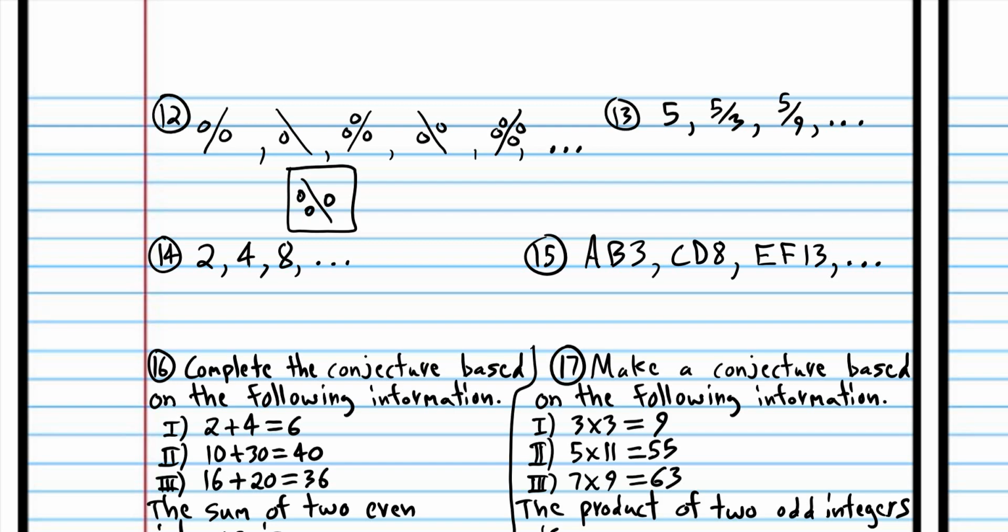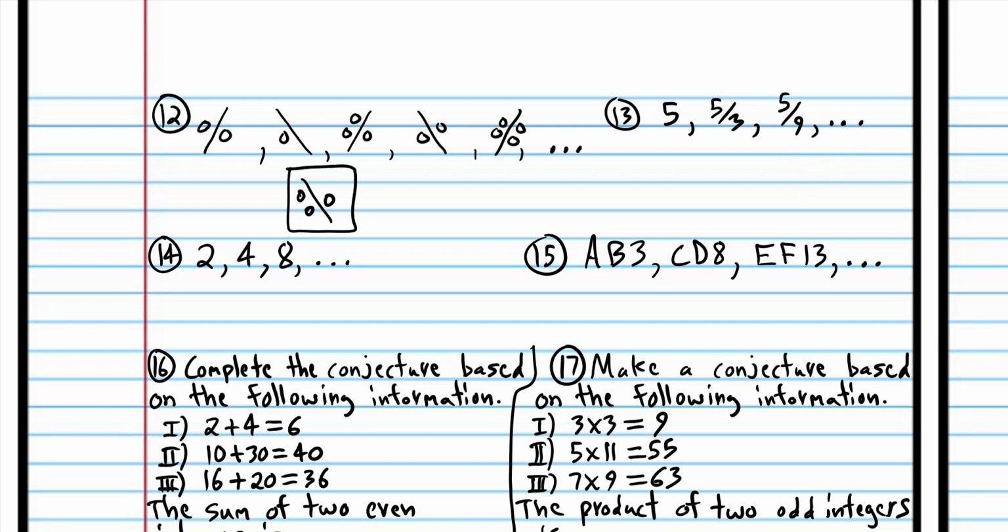And then you take 5/3, the second term, and you multiply that by 5/9. Or excuse me, you multiply it by 1/3. 5 times 1 is 5, and 3 times 3 is 9. So you're multiplying by 1/3 every time. 5 times 1/3 gives you 5/3, and then 5/3 times 1/3 gives you 5/9, and so on and so forth.